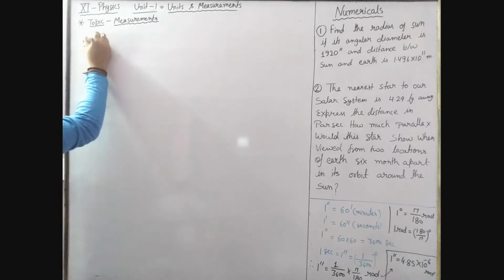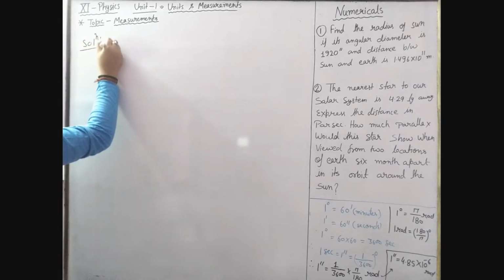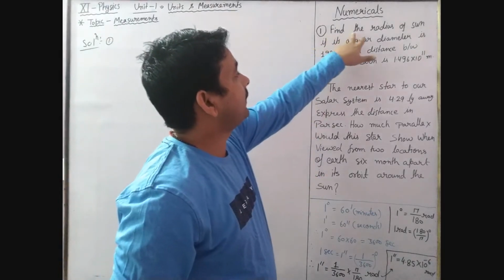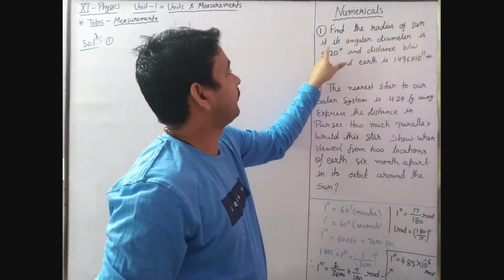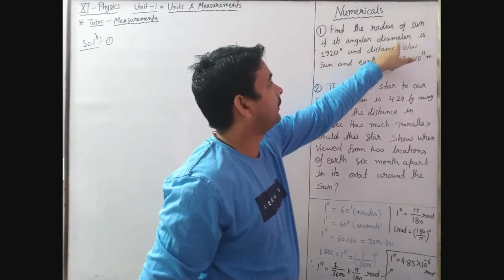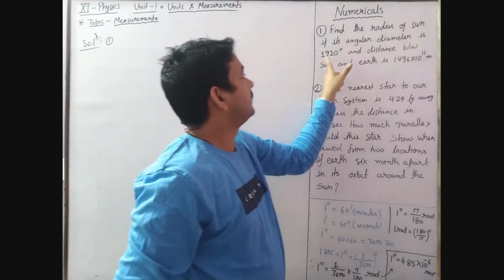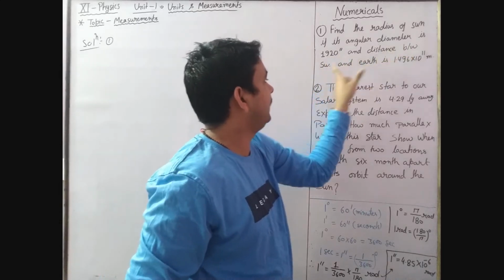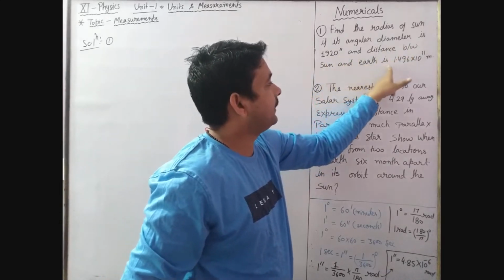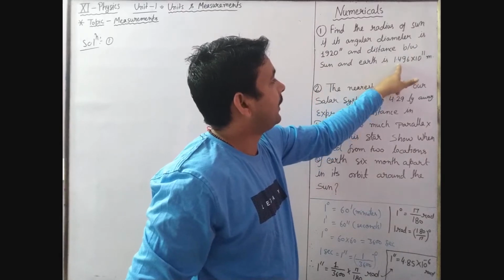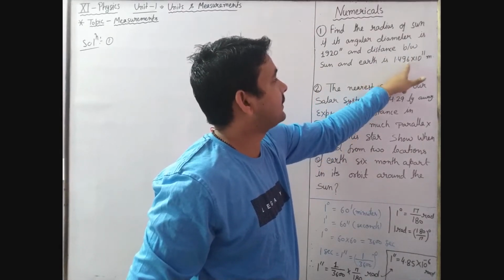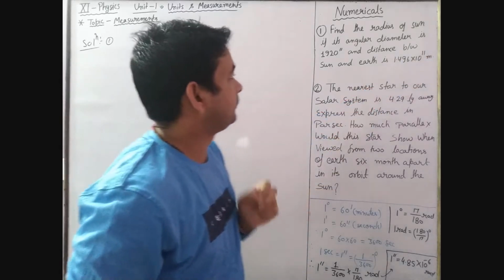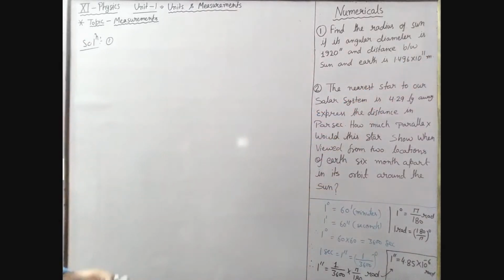Now, solution number 1. In solution number 1, find the radius of the sun if its angular diameter is 1920 seconds and the distance between sun and earth is 1.496 into 10 to the power 11 meter.